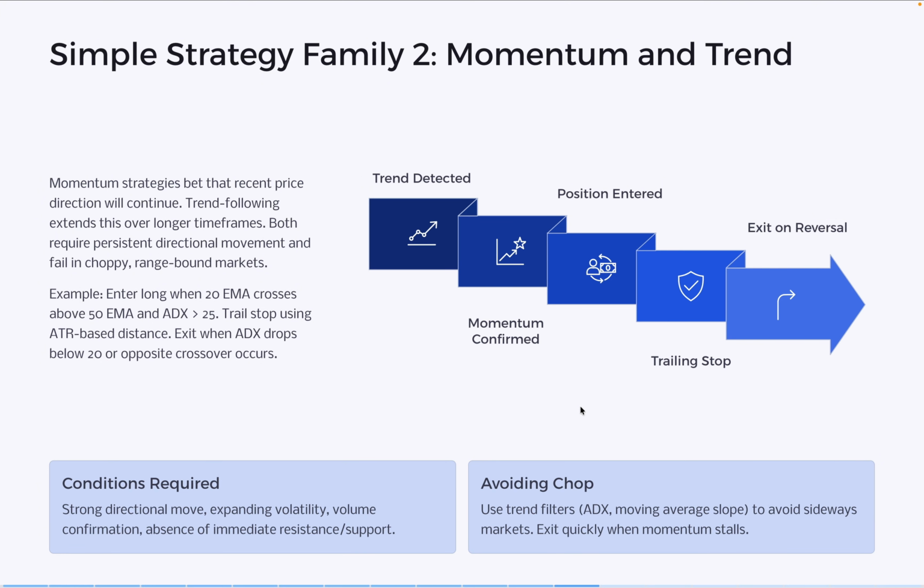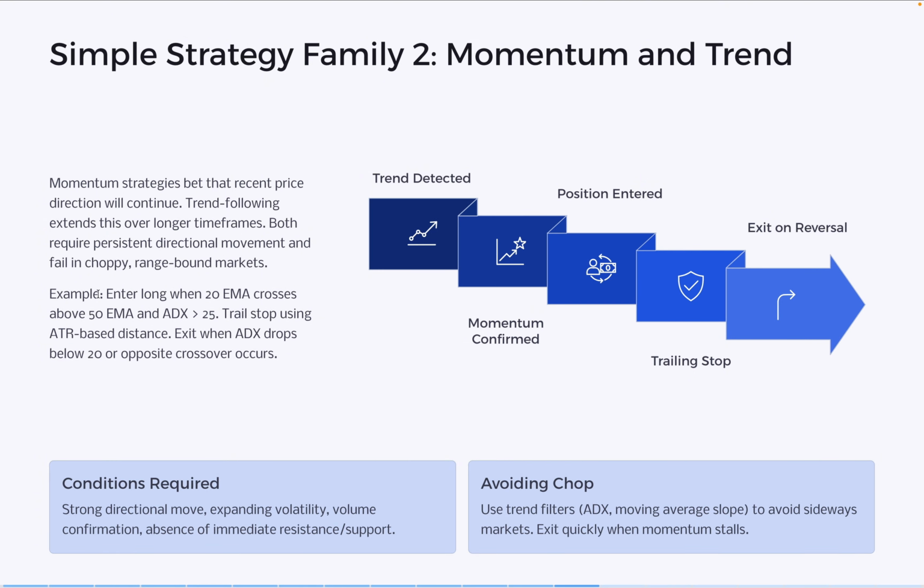Now the family two is momentum and trend. So momentum strategies bet that recent price direction will continue. Trend following extends this over longer time frames. Okay, usually that's what happens. So both require persistent directional movements and fail in choppy range-bound markets, right? So when momentum and trend is working, mean reversion is not usually working, and vice versa.